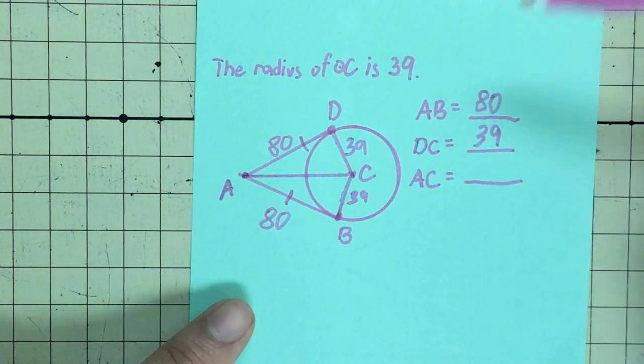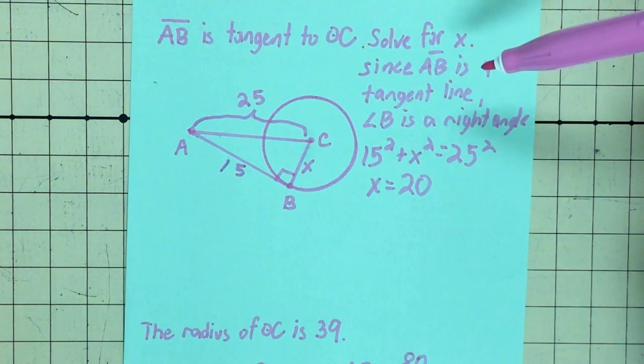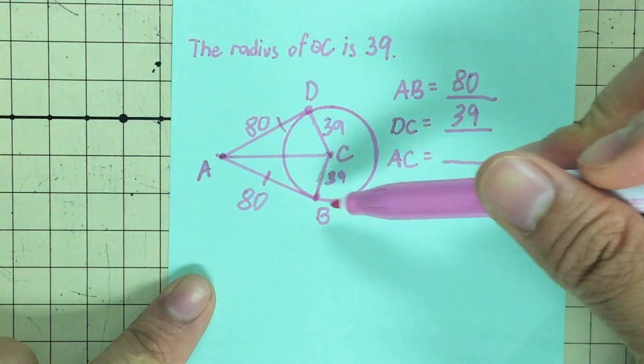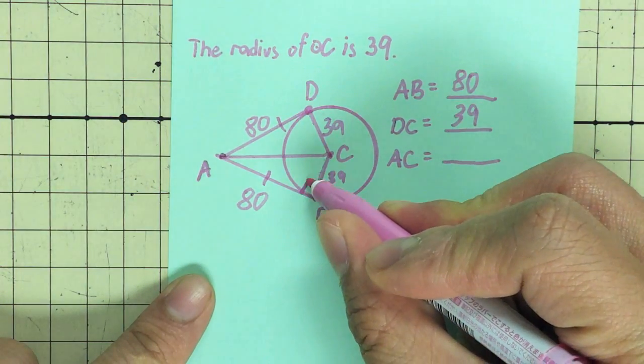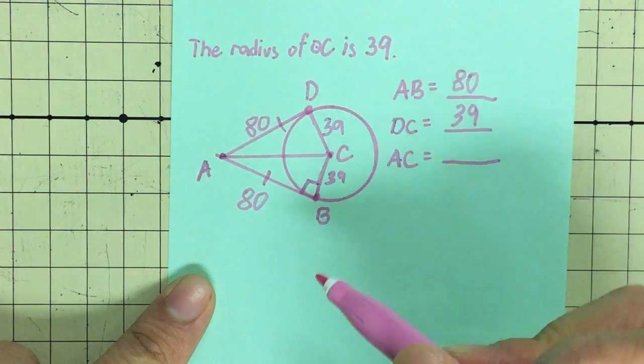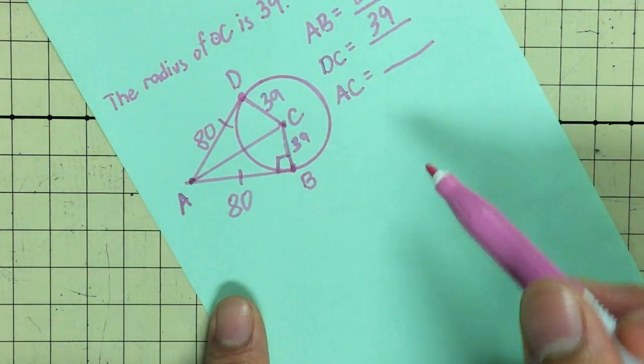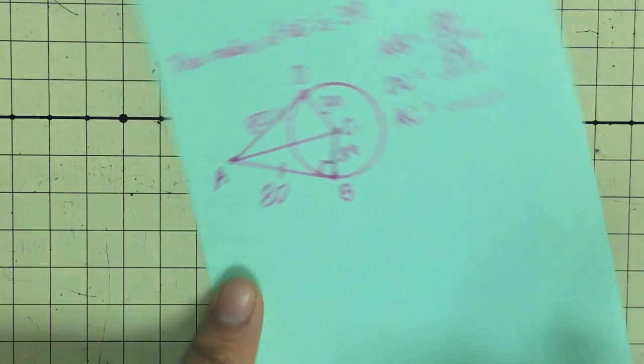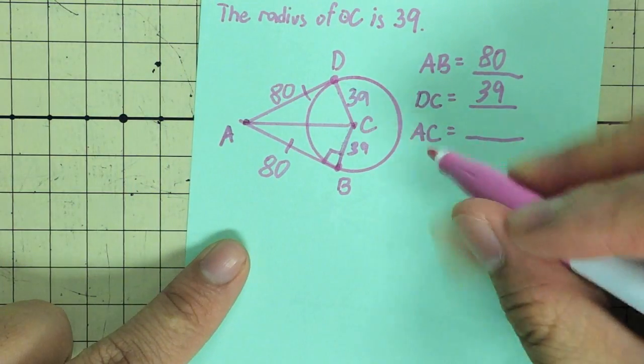Again, same thing over here. AB is a tangent line, which means B is a right angle. So we have a right triangle now. If we turn the paper sideways, here's your right triangle. AC is your hypotenuse.